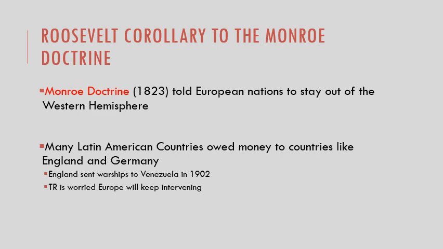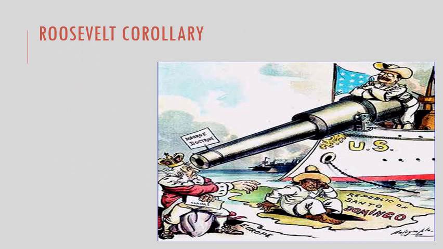Eventually, Roosevelt's corollary will be similar to the Monroe Doctrine. Many Latin American countries owe money. They're in debt to countries like England and Germany. And in 1902, England sent warships to Venezuela in hopes of collecting their debt or to strong-arm Venezuela. Theodore Roosevelt was worried Europe would keep intervening, so he issues the corollary where, same thing as the Monroe Doctrine, problems in Latin America are problems of the U.S. and European countries better stay away. Except this time, the U.S. has a very strong navy, and they have the muscle to scare the Europeans out.